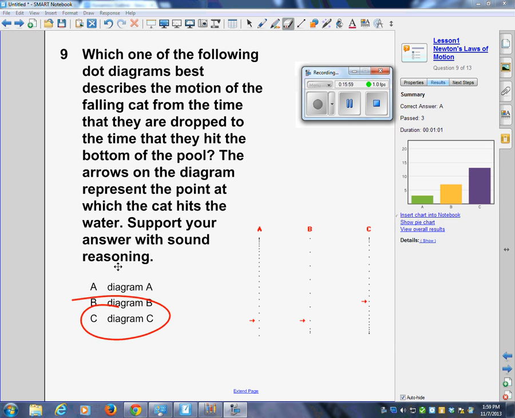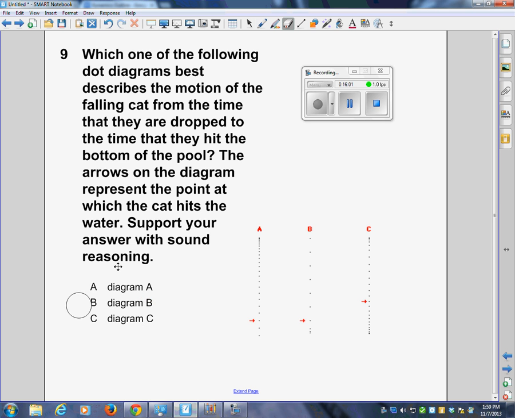The correct answer is A. Why is it A? Well, because here the dots are getting farther and farther apart, indicating that the cat is speeding up, accelerating, and we now know that the cat should be traveling at a constant velocity. So, in fact, the dots should be the same distance apart, which is what's happening here in A. Okay?